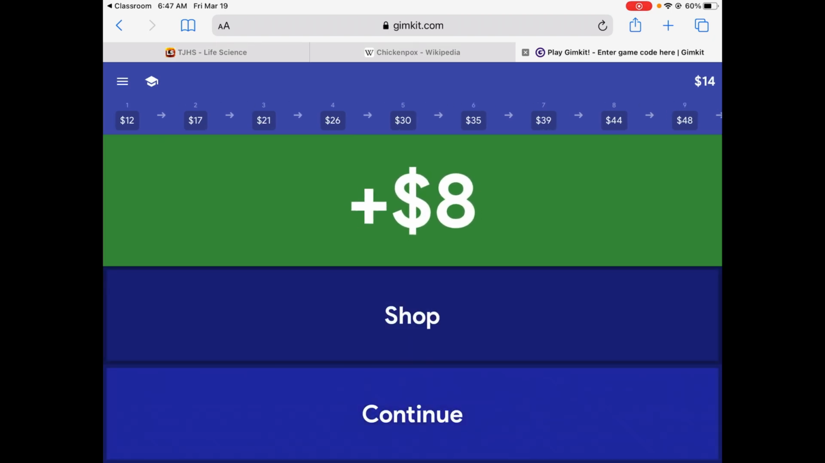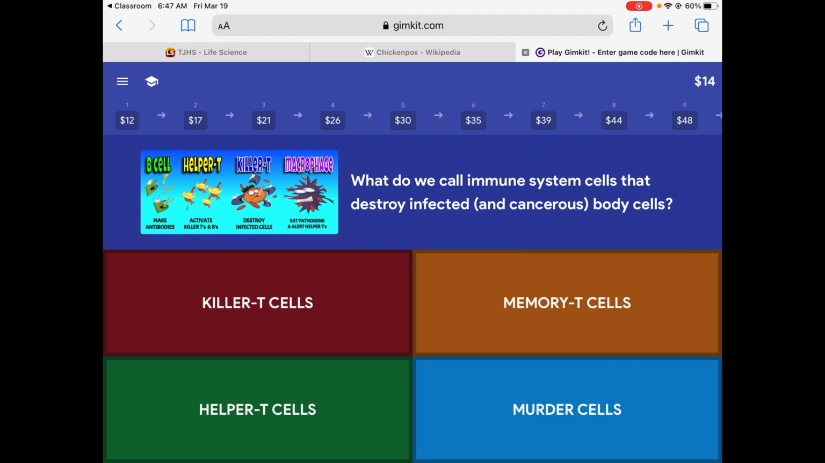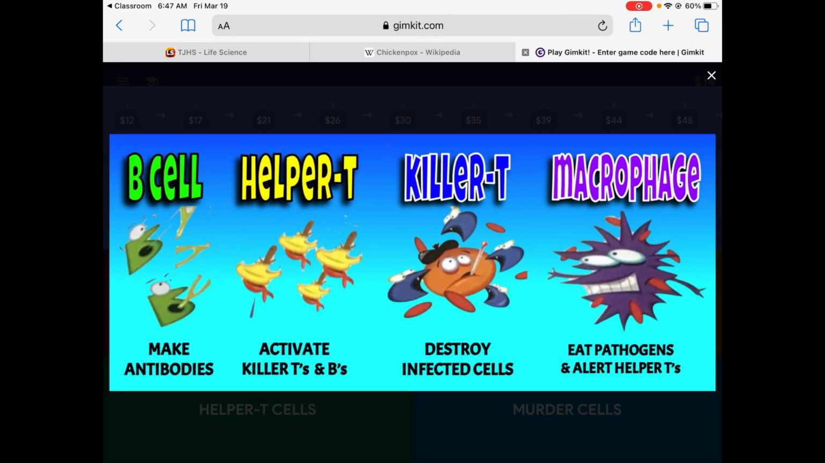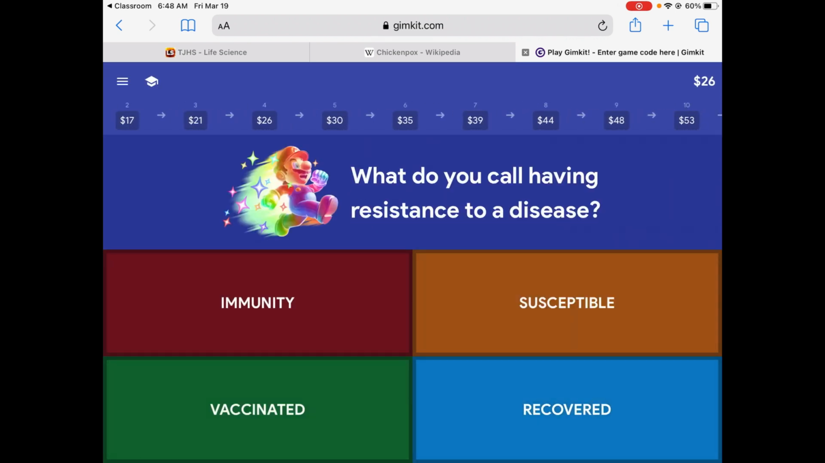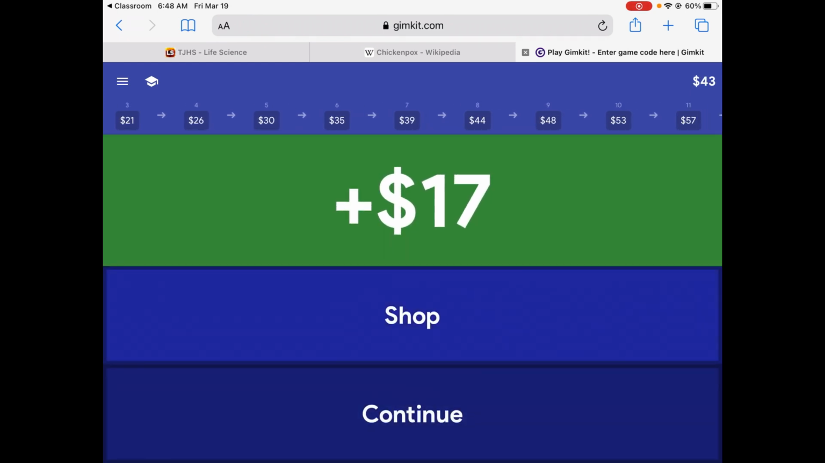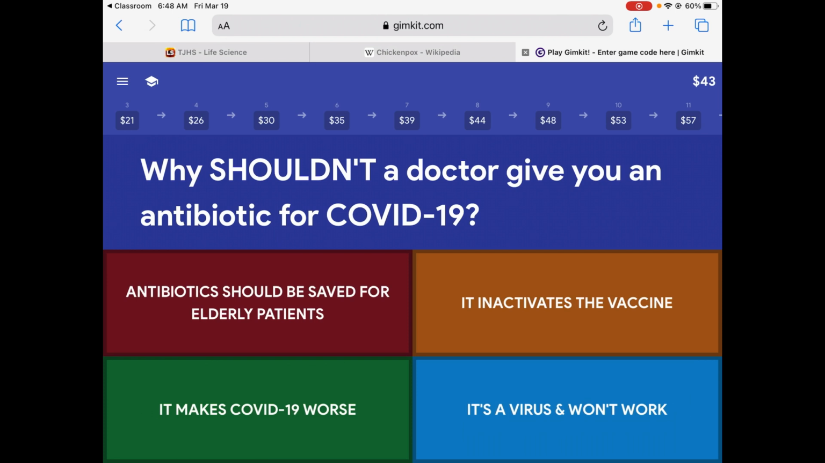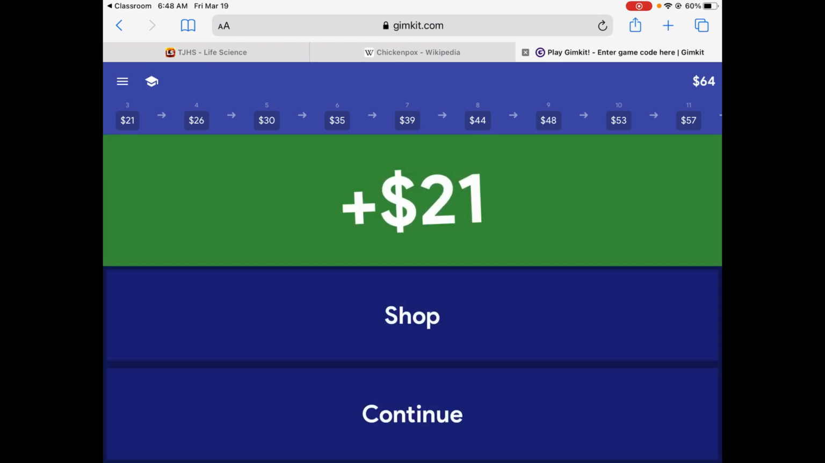Sanitariums is where we sent them. All right, what do we call immune system cells that destroy infected cells and cancer? Those are killers. So if we look at this, the killer cells destroy infected cells. All right. And then we continue. What do you call having resistance to a disease? Immunity. Continue. Why shouldn't a doctor give you antibiotic for COVID-19? It's a virus and it won't work.